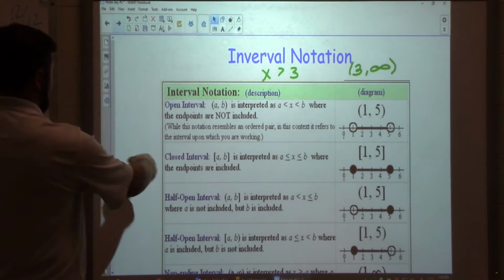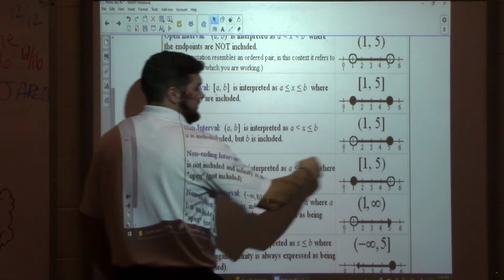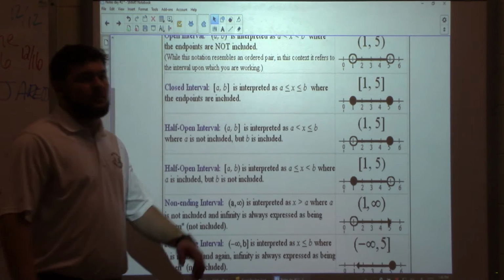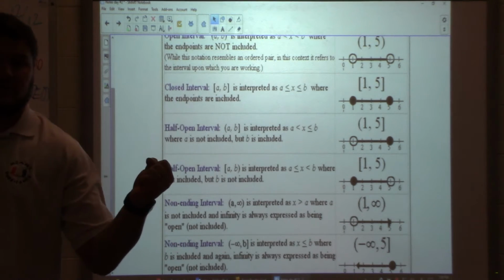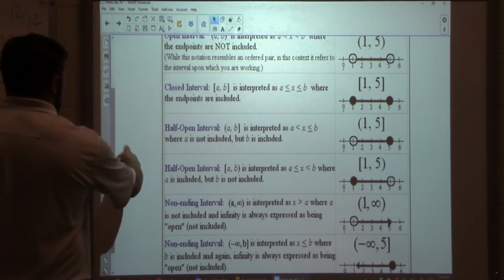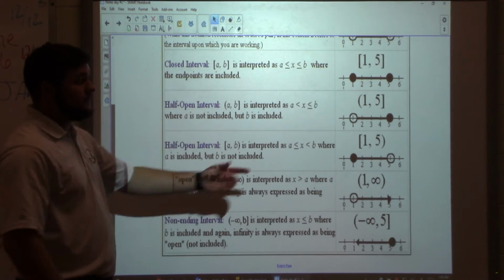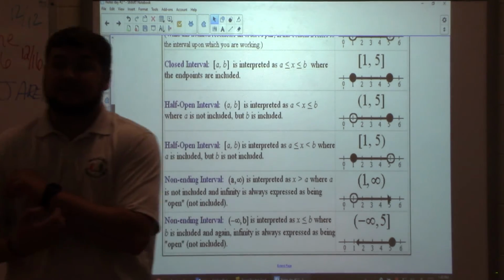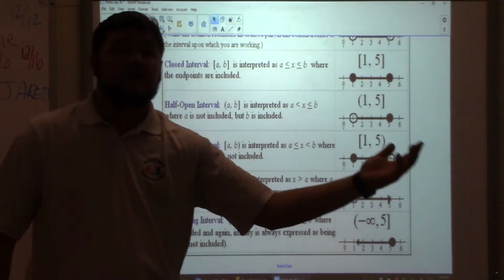You could have half open, either way. You could have one bracket, one parenthesis. One of them is a filled in circle, one of them is an open circle, and I'm including one number, but I'm not including the other. Or you could have non-ending intervals, which means it could go to infinity, like we just saw. Or if it's less than 3, it would go to negative infinity.